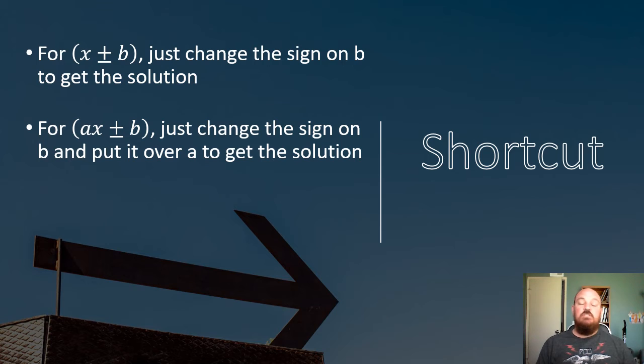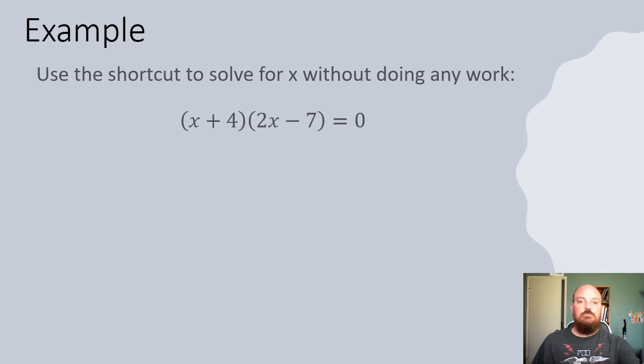Now for the factors ax plus or minus b, meaning there's a number in front of x, that number in front of x right there tells you that it will be a fraction answer, always. So what you do is you do the normal thing. You take that number b, you change the sign on it, but you make it a fraction and you put it over a. And those are your shortcuts. And that's the relationship between factors and solutions.